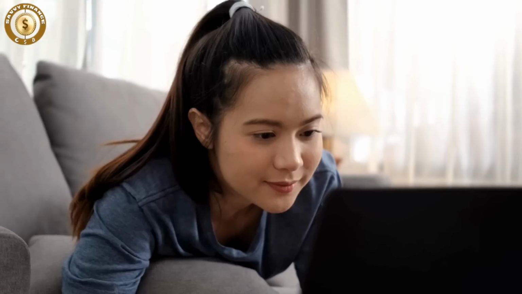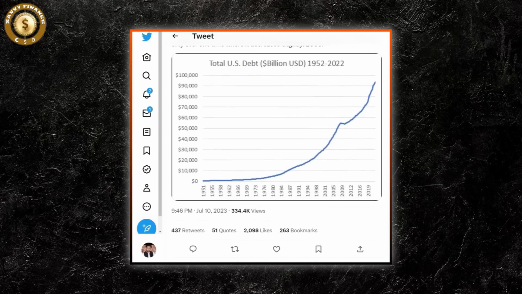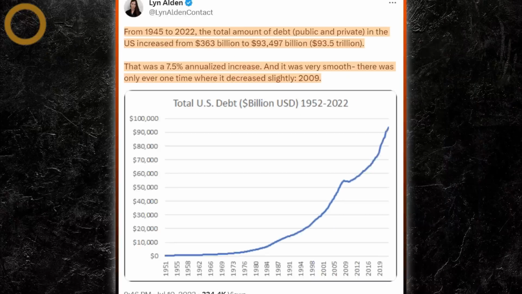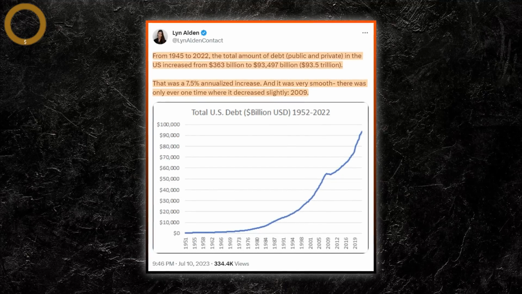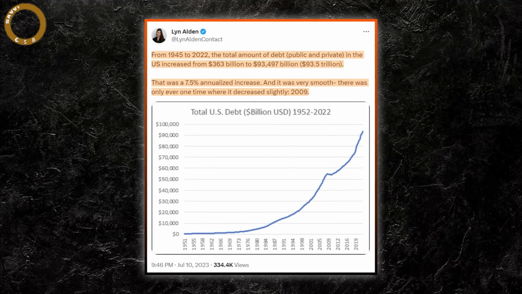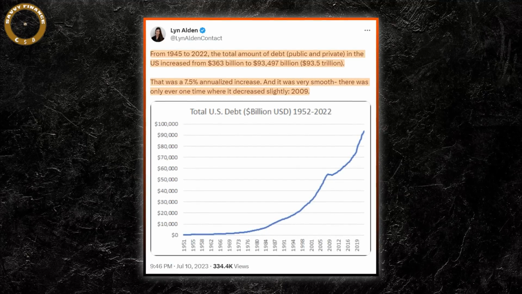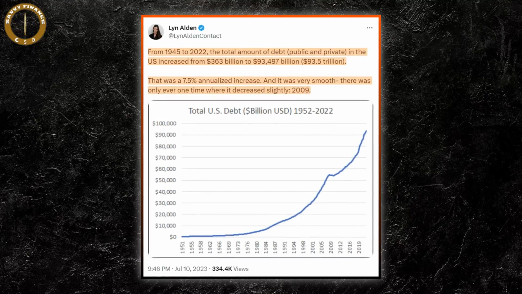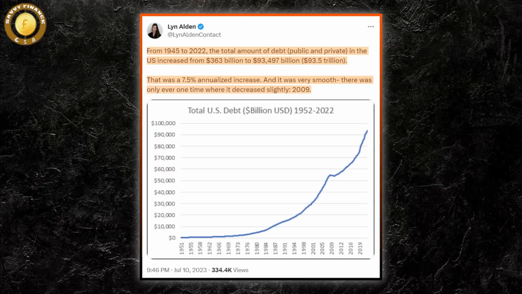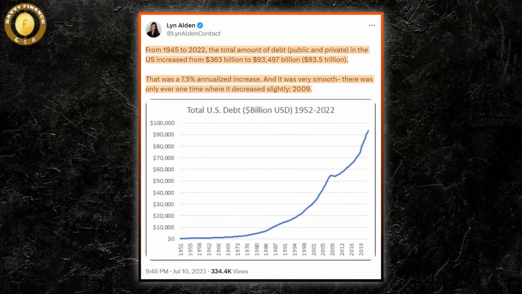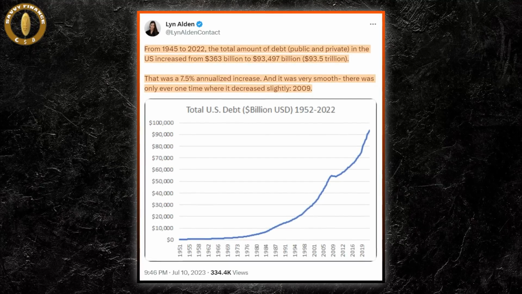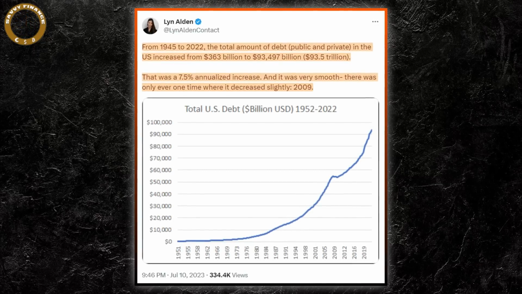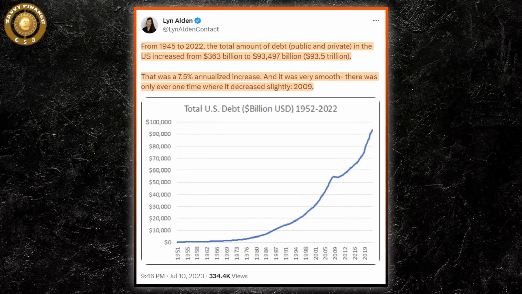Lyn Alden released a series of tweets where she tackled the issue of debt, money printing, and deflation. According to Lyn Alden, from 1945 to 2022, the total amount of debt, public and private, in the U.S. increased from $363 billion to $93,497 billion, $93.5 trillion. That was a 7.5% annualized increase, and it was very smooth. There was only ever one time when it decreased slightly, 2009.